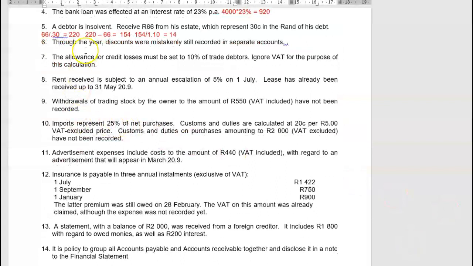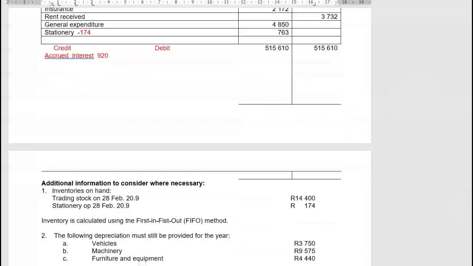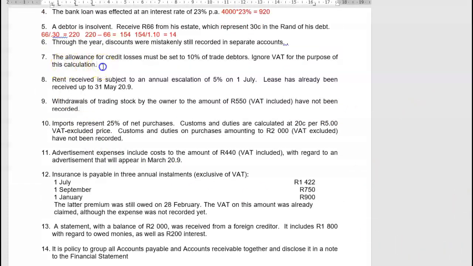The next one. The allowance for credit losses must be set to 10% of trade debtors. Ignore VAT for the purpose of this calculation. So our trade debtors is going to be 14,610 less 220 Rand. So the balance of our debtors is going to be the net amount of 14,390. 14,610, the opening balance, less the 220 Rand, which was number 5 there. Good. So that multiplied by 10%, and they say ignore VAT for the purposes of this calculation. So that gives us then 1439.